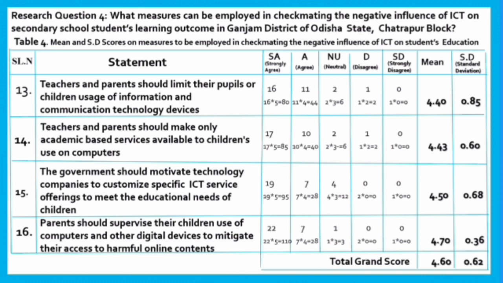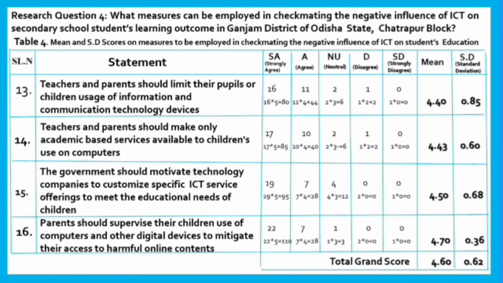Table 5.4 presents research question number 4, that is, what measures can be employed in checkmating the negative influence of ICT on secondary school students' learning outcome in Ganjam district of Odisha state, Chhatrapur block. Table 5.4 presents the mean and standard deviation scores on measures to be employed in checkmating the negative influence of ICT on students' education. Here, the researcher analyzed the last four statements.